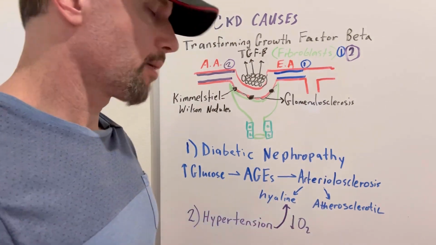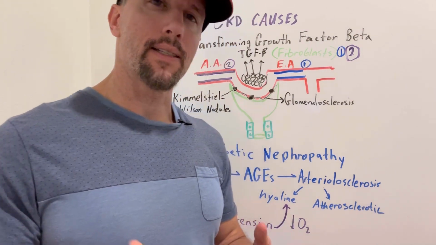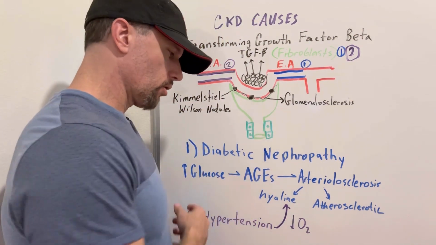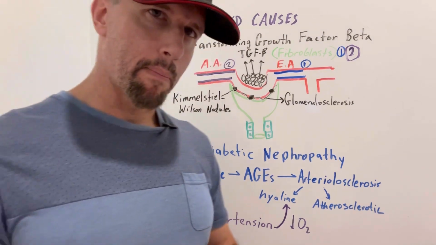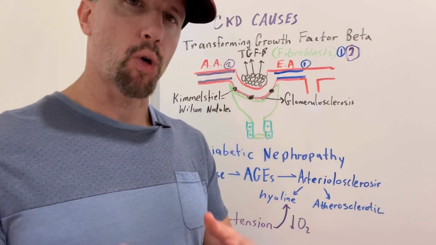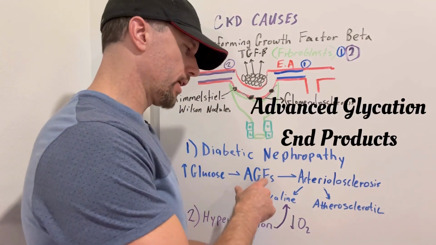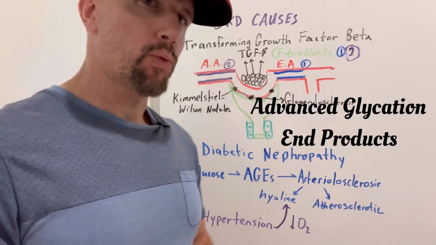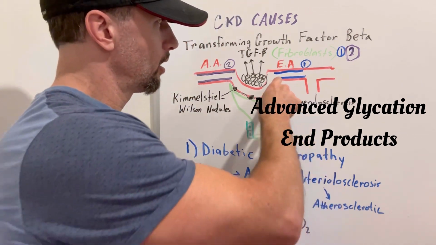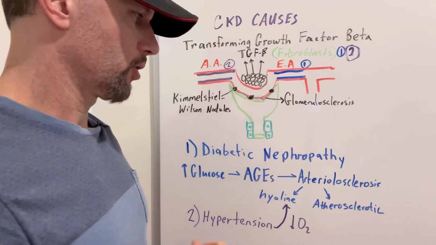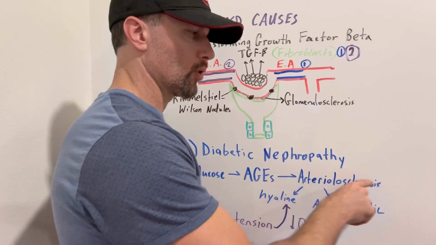So the number one cause of chronic kidney disease is diabetic nephropathy. With diabetic nephropathy, you have increased glucose. Glucose then binds non-enzymatically to proteins and lipids and forms something called advanced glycation end products. These will damage the lining of the efferent arteriole, and it'll cause arteriolosclerosis.